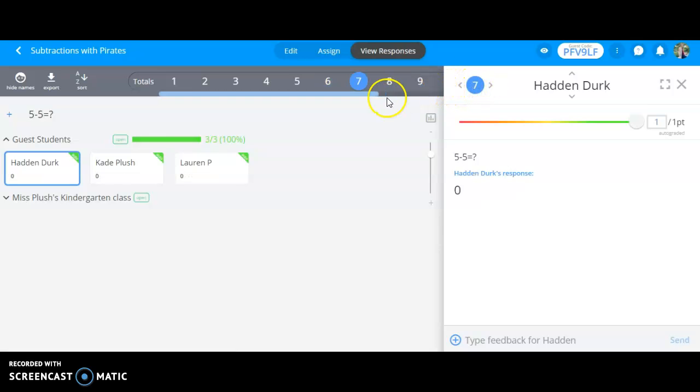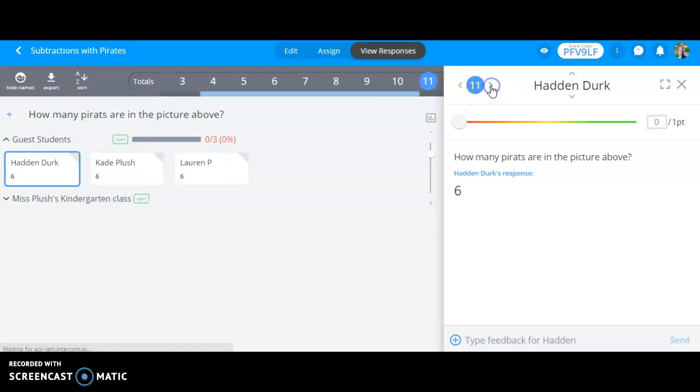For question number 7, it looks like we all got it right. 5 minus 5 equals 0. Let's move on to question number 8. Question number 8 was 5 minus 2. 5 minus 2 should equal 3. We got it all right again. Congrats, guys. Let's move on to question number 9. Looks like we all did it once again. Number 10, we all got it right. No reason to go over it.